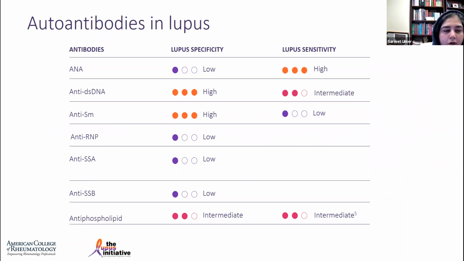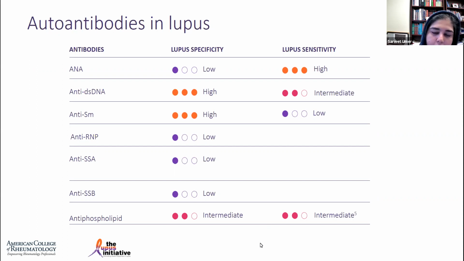When we look for antibodies in lupus patients, the ones which help us with the diagnosis are ANA, which has, as you can see, high sensitivity in the slide, anti-double-stranded DNA, which has a high specificity, as well as anti-Smith. Also, phospholipid antibodies are part of the immunologic criteria, so they can be used as one of the lupus criteria, and they have intermediate specificity and sensitivity. Anti-SSA, SSB, RNP are not part of the diagnostic criteria.